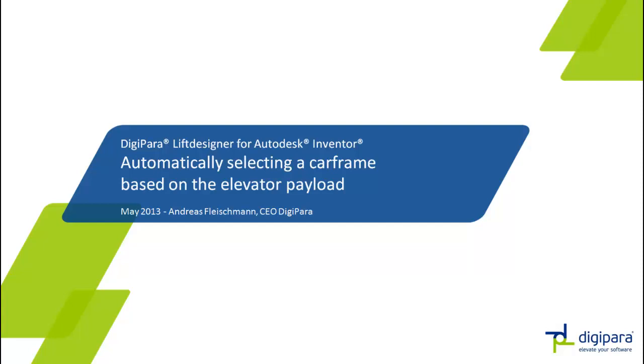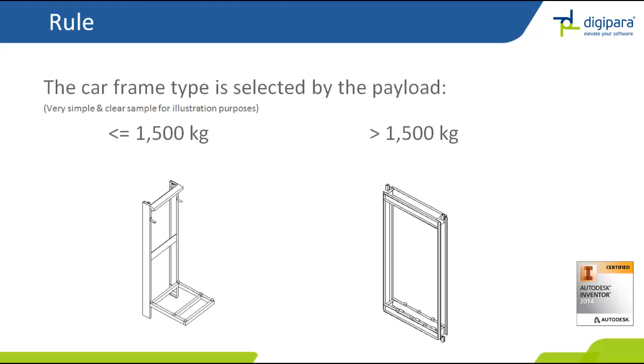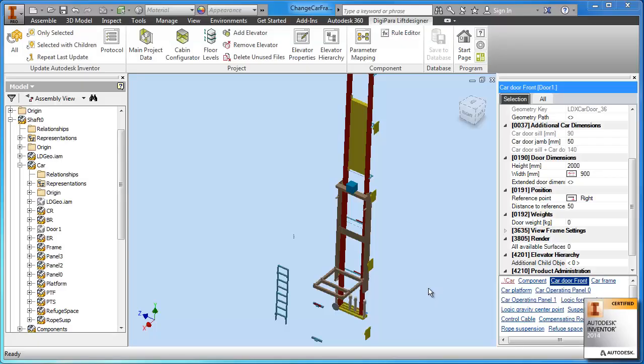I want to show you how you can automatically select a car frame based on the payload. For up to 1500 kilograms, we want to choose a lateral traction elevator, and for more than 1500 kilos, we want to choose a central guided elevator car frame. To automatically change between this car frame and another car frame, we can easily create a rule.